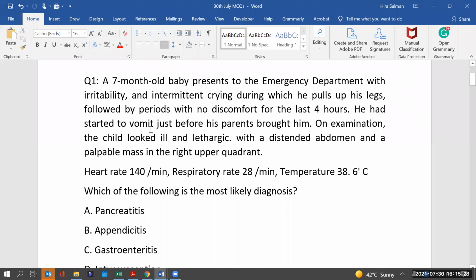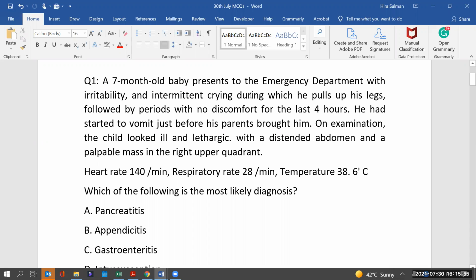He had started to vomit just before his parents brought him. On examination, the child looked ill and lethargic, with a distended abdomen and a palpable mass in the right upper quadrant. Now, this baby is having a mass in the right upper quadrant, right? Although it's not mentioned here, it's a sausage-shaped mass, but you can easily appreciate the mass in the right upper quadrant of the baby. The baby is having vomiting just before his parents brought him.